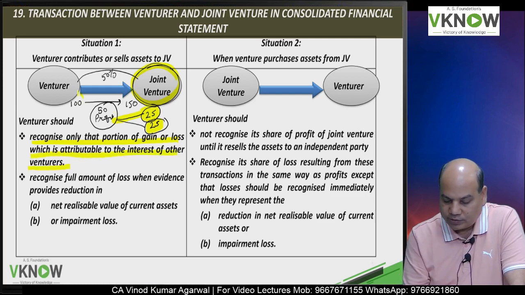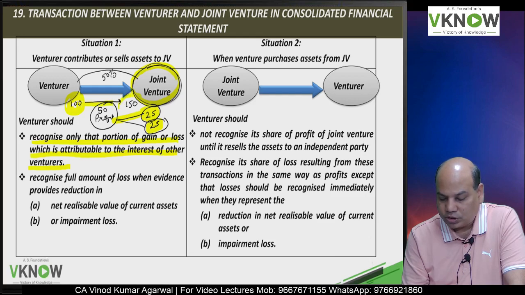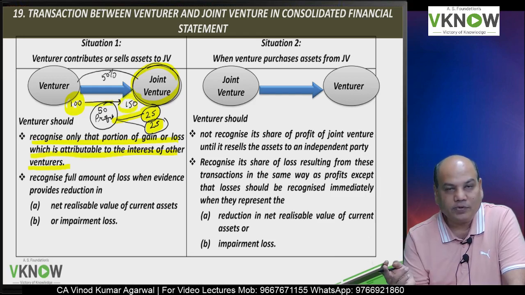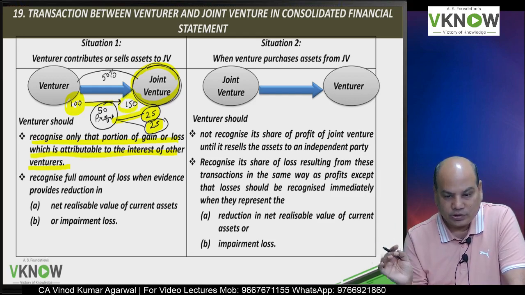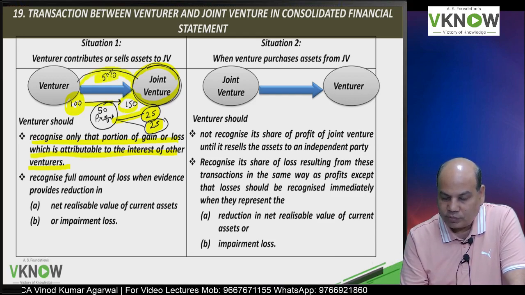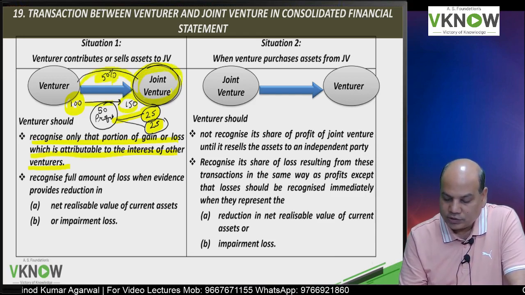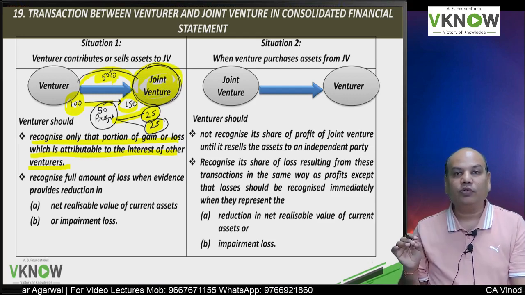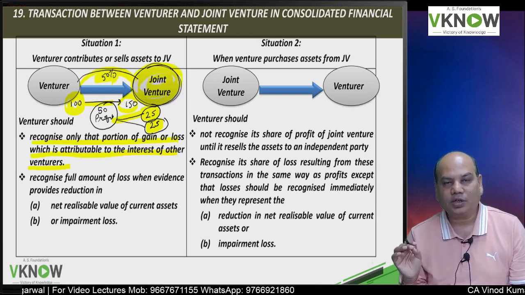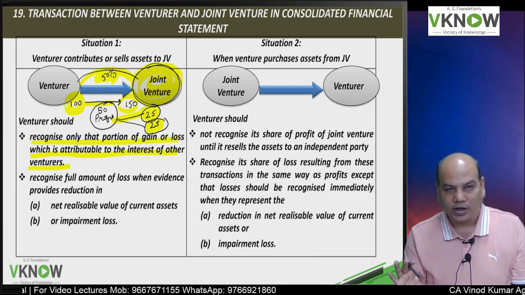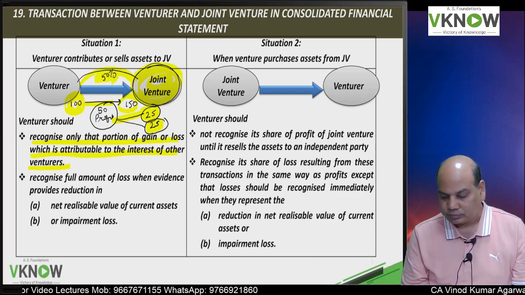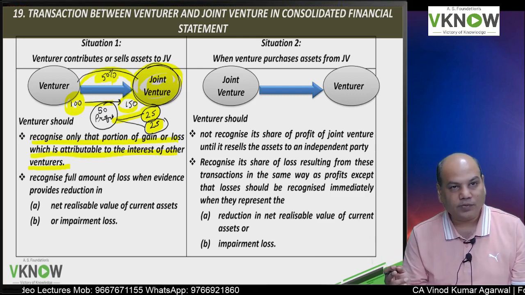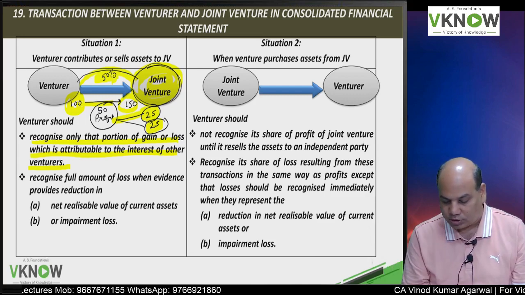So in this example, suppose the venturer sold goods costing 100 rupees at 150 to the joint venture. Venturer is holding 50% share, goods are still unsold. You are going to recognize a profit of only 25 in the consolidated financial statement. The remaining 25 you will recognize when goods are sold to a third party.